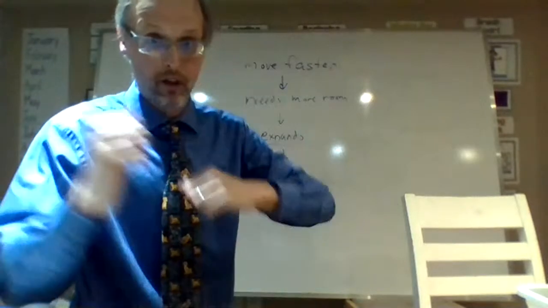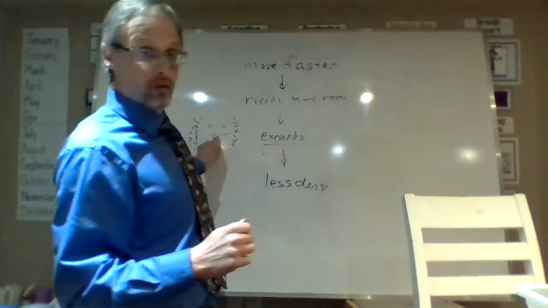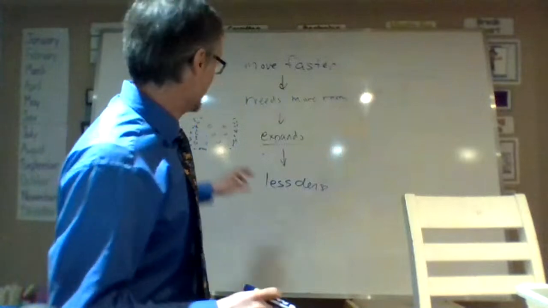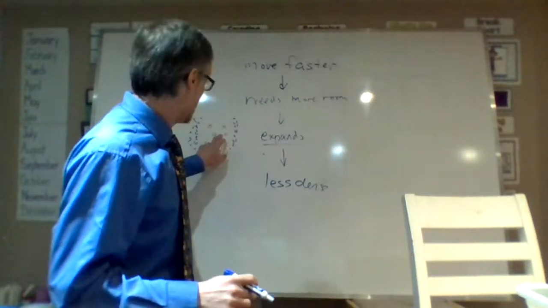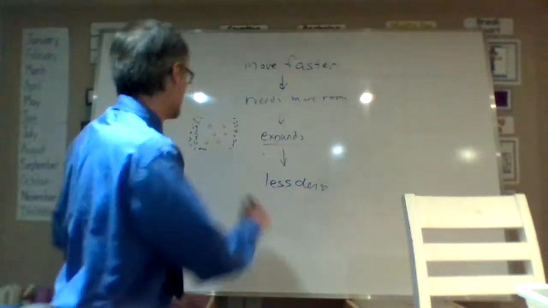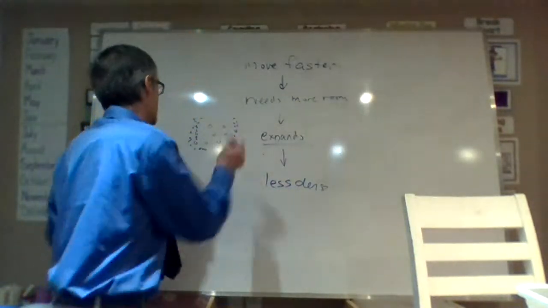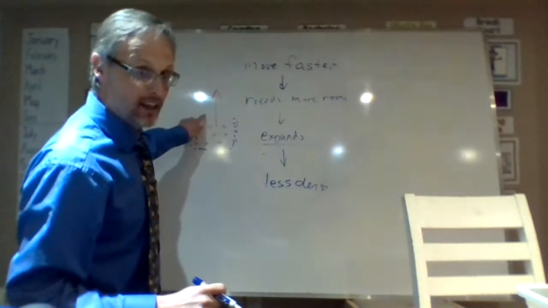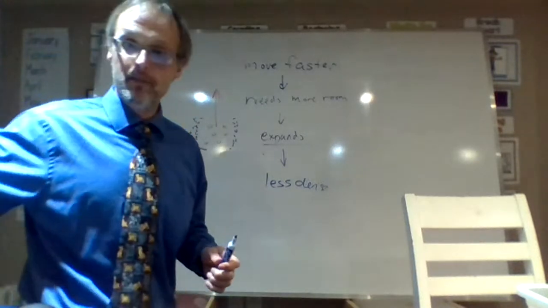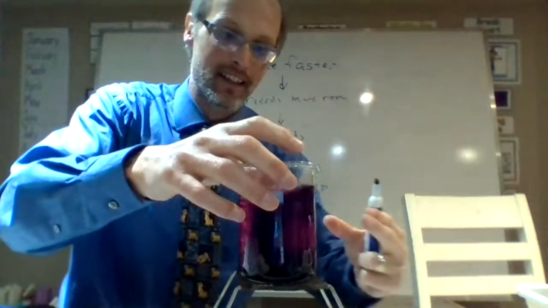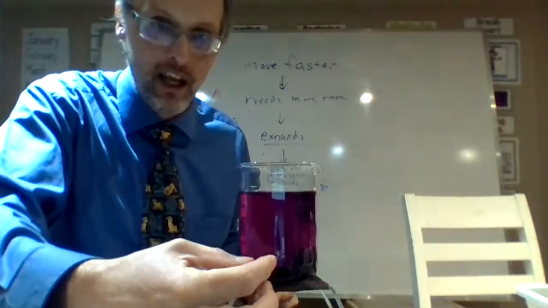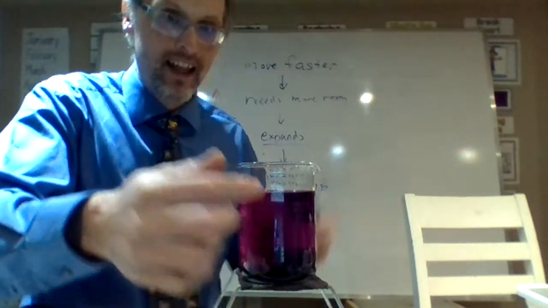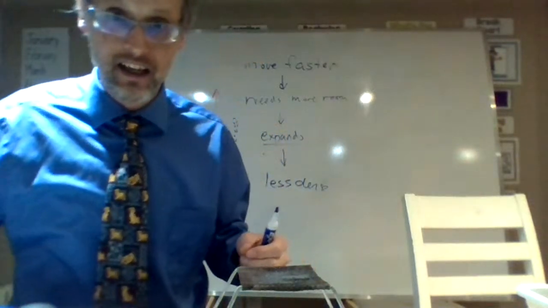They're moving like this, they're pretty close together. These molecules, the hot molecules, are a little farther apart, so they're less dense. As soon as something becomes less dense, it rises. That's what's happening here. These molecules become less dense and they rise, and they bring the potassium permanganate with them. They rise. That is, in essence, convection.